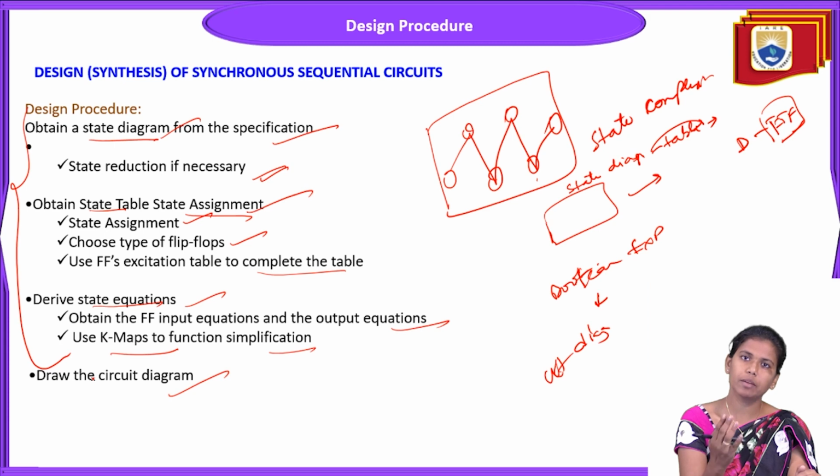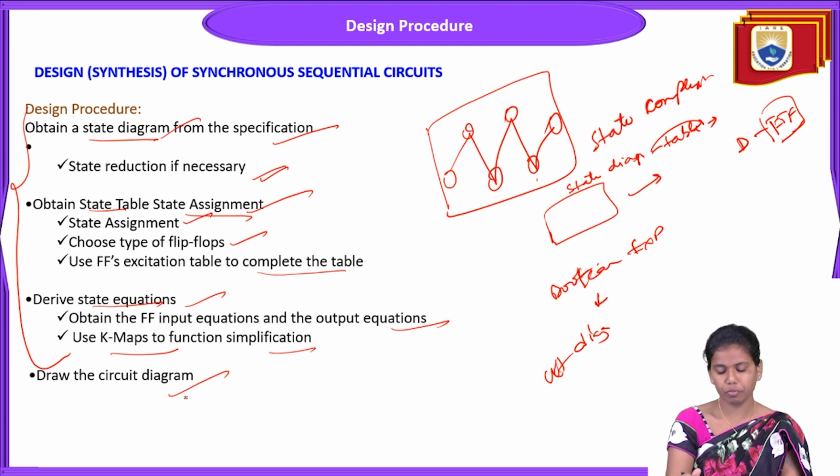After the state diagram, you have to go to the state table. That state table consists of the excitation table, which is obtained with the help of the flip-flops, the memory elements that you are considering. Based on the different flip-flops, different excitation tables can be drawn. And then state assignment. After that, state equations can be obtained, and these state equations consist of the Boolean expressions with respect to the flip-flop inputs as well as the outputs. And finally, from the Boolean expressions, we can draw the circuit diagram. So this is all about the synthesis of synchronous sequential circuits.